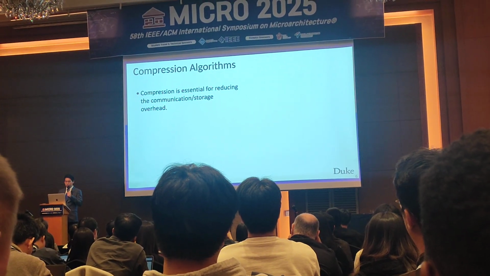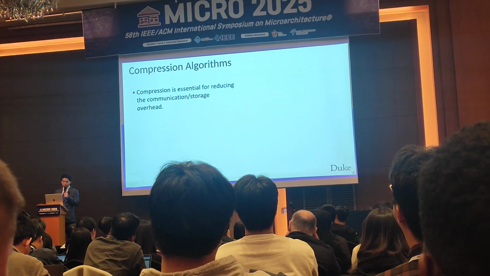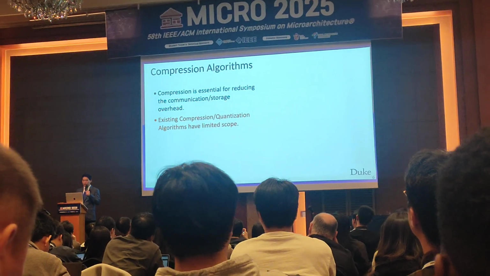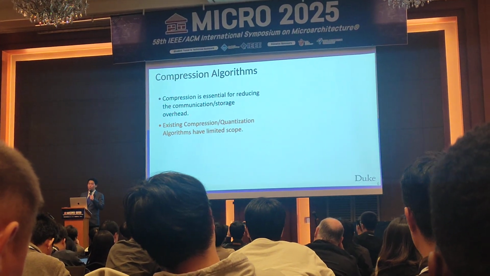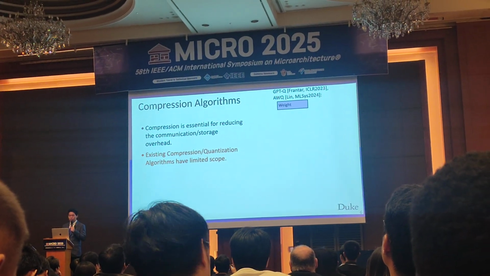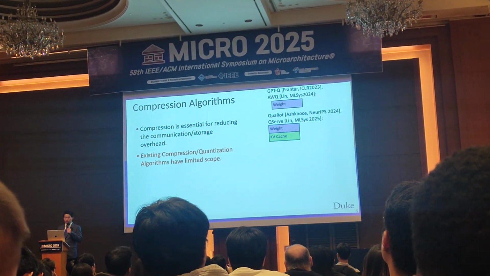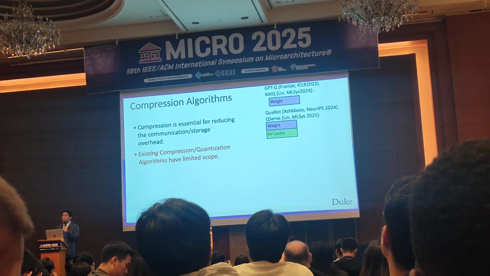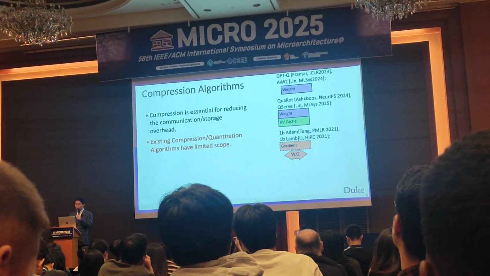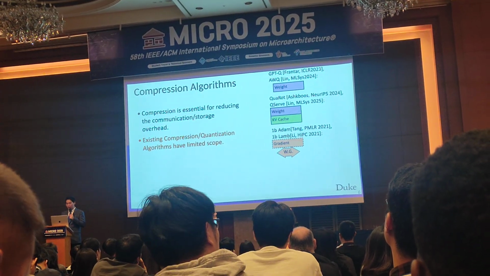And plenty of researchers have worked on this topic. However, most of the existing approaches only focus on a subset of the whole spectrum. For example, we have GPTQ and AWQ doing weight-only compression. We have QuaRot and QServe that extend this compression to KV cache. We also have the 1-bit series of optimizers like 1-bit Adam and 1-bit LAMB.